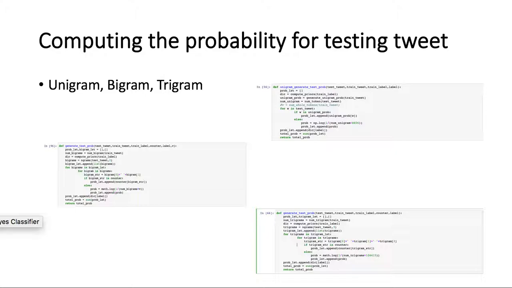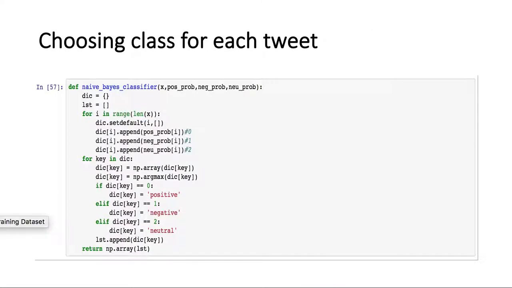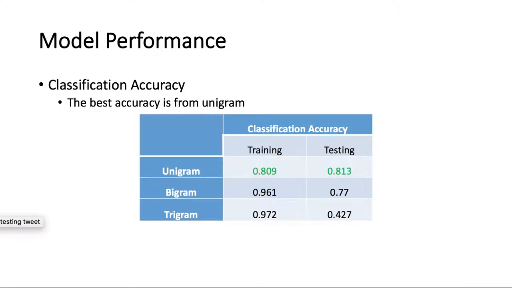Here is also the sample code for computing the probability for the testing tweet. And then I built a function for choosing the class for each tweet. After I built the model and completed the classification, I evaluated the model performance by taking a look at the classification accuracy table. From this table, we can see that the best accuracy is from unigram, since it has the highest accuracy rate.